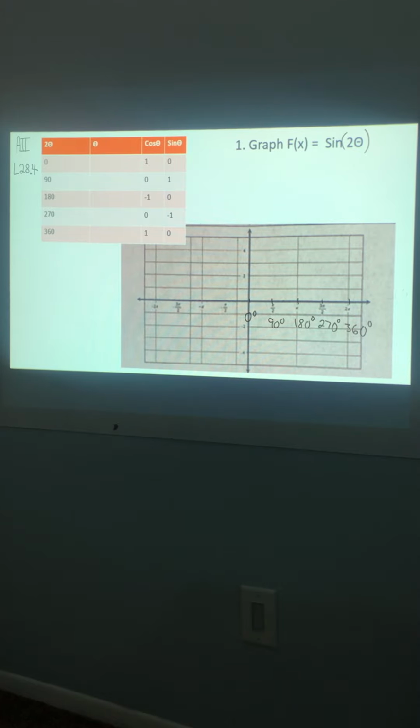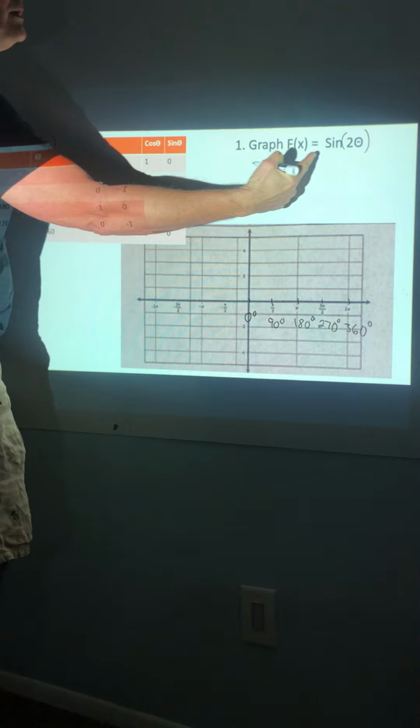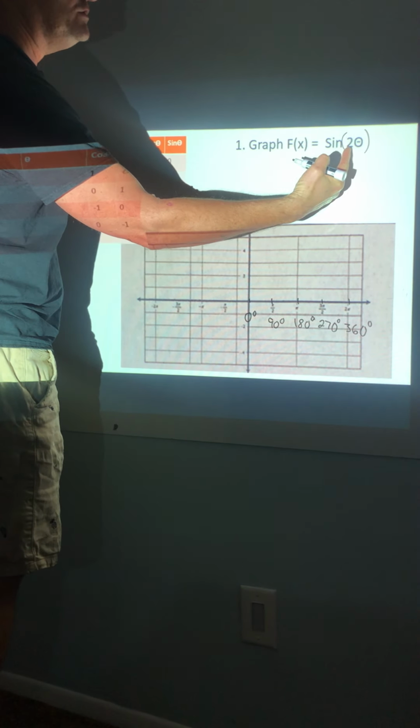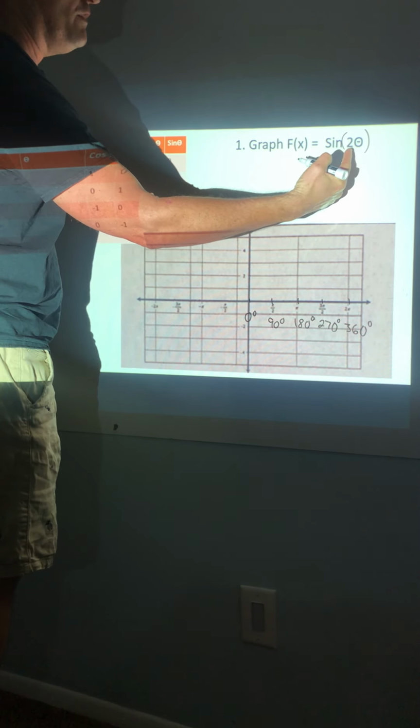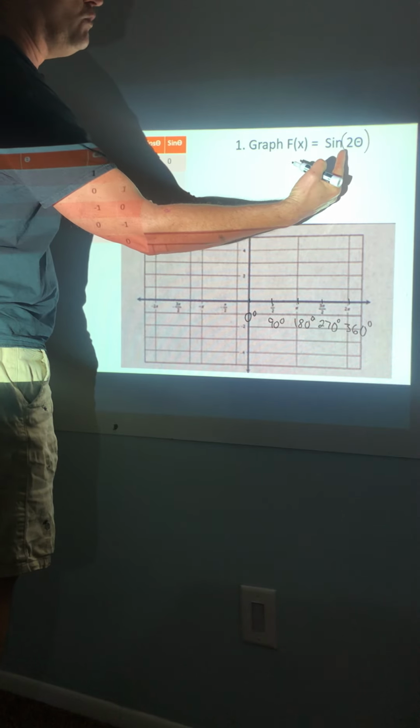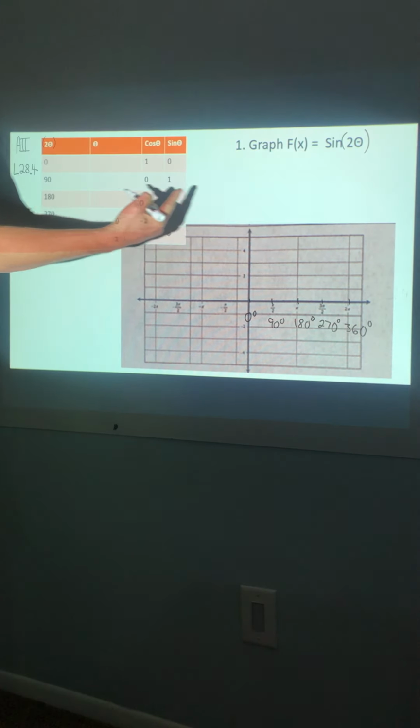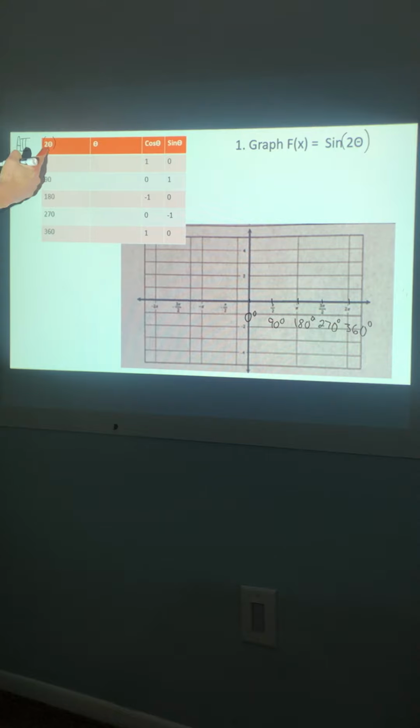I can already feel I'm getting really hyper on this video. So you can't control what they give us here. If they give us sine of 2 theta, sine of 1/3 theta, sine of 5 theta, whatever they give you here, you're going to put in this first column. And you're always going to use 0, 90, 180, 270, and 360. Then we're going to figure out what theta would be in terms of that. So, ready? In English, okay?